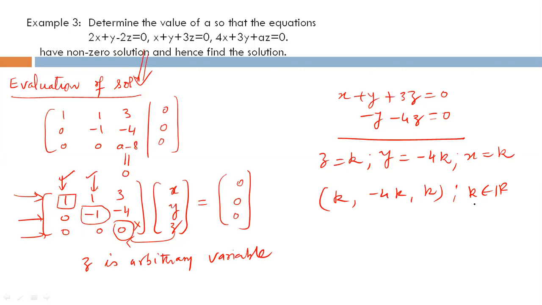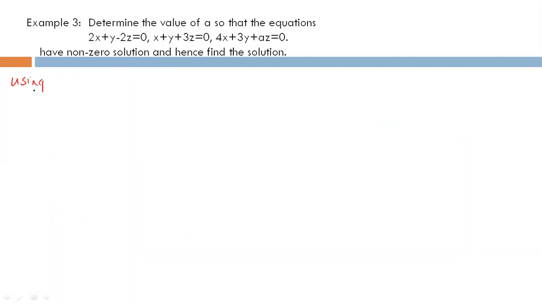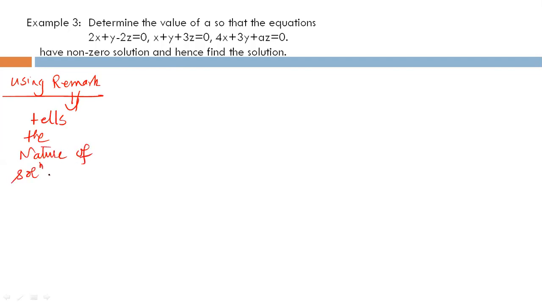This question can also be solved with the help of our remark, that means the determinant method, because A is a square matrix here. But this remark only tells the nature of the solution. We cannot evaluate the solution using this remark. So A was 2, 1, minus 2; 1, 1, 3; 4, 3, A. It's a square matrix, so we can go by the determinant method.